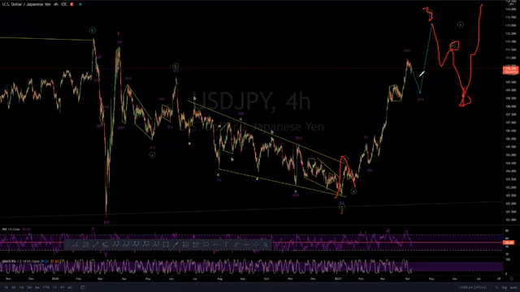Okay, and I'm not doubting this nest is going to play out. We've been tracking this pair from these levels. Yeah, from here we managed to get all this move, so I don't see any reason why it won't continue playing out like we are expecting it to play out.